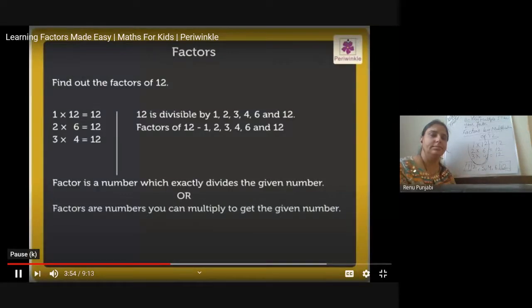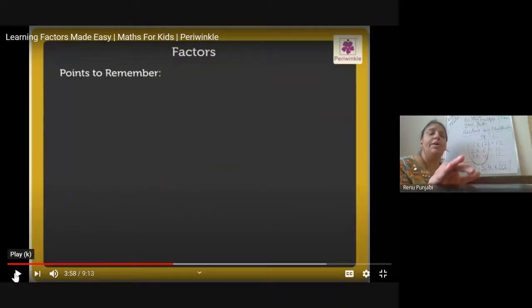Now, let us look at certain points which we need to understand related to factors. These are the points to remember. And these points also you are going to write in the notebook. When I send you this video in the classroom, please copy down all the pointers, write the chapter name, write the important notes of this chapter, and then start writing the factor pointers.